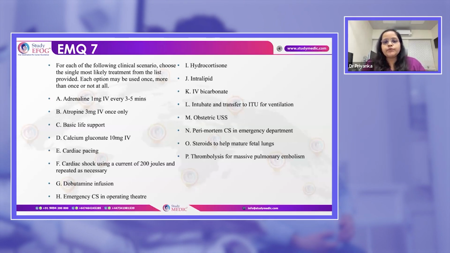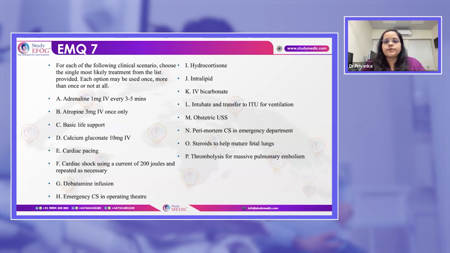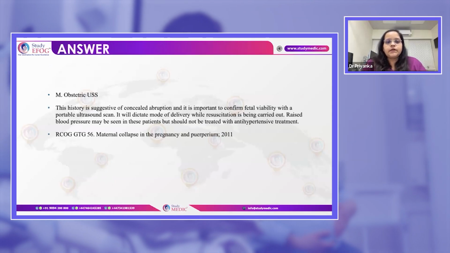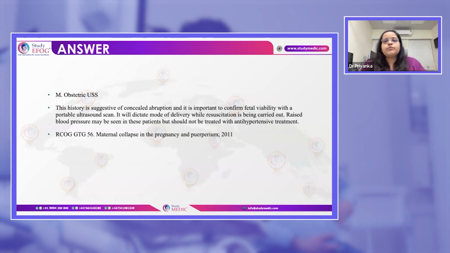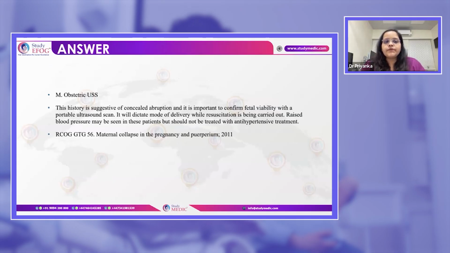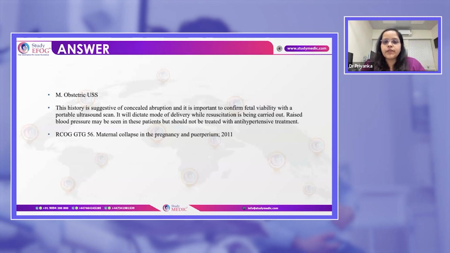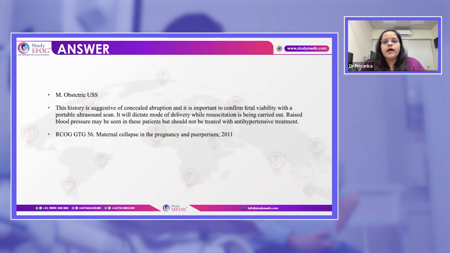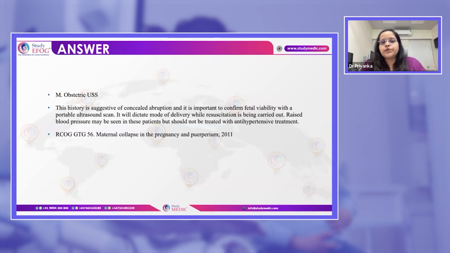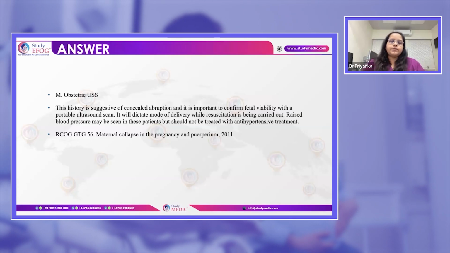So what are we going to do? Here we need to arrange, the answer is M, that is, arrange an obstetric ultrasound to look for any concealed retroplacental clot. So most likely it's a concealed abruption, and our most important management will depend upon the fetal heart. To confirm fetal viability, we need to arrange a portable ultrasound scan. And at the same time, simultaneously, we need to resuscitate the patient.